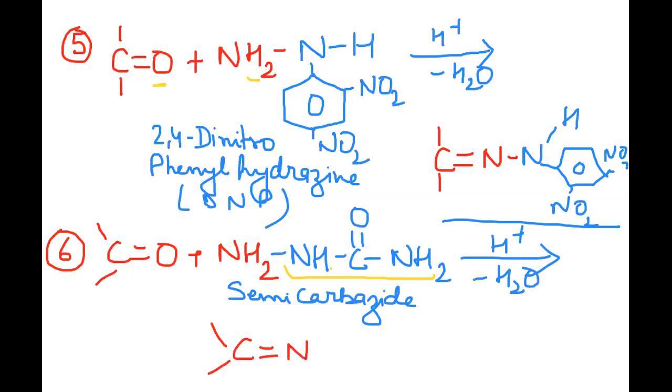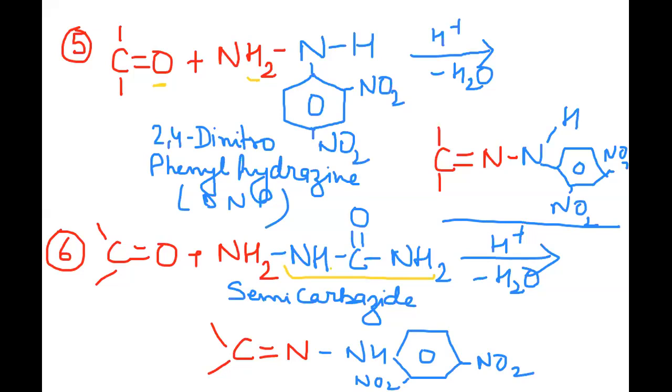That C double bond N bond is established in all the compounds. H2 has been lost, and so then you will have an N, then H, and of course the phenyl ring with the nitro groups. So you can show the nitro groups here as NO2 and here as NO2. So this is the semicarbazone.